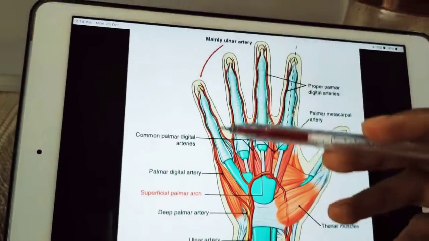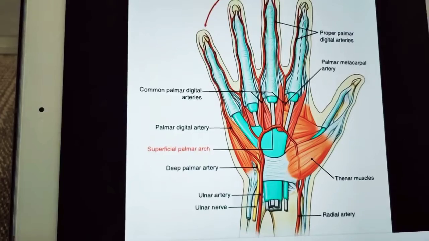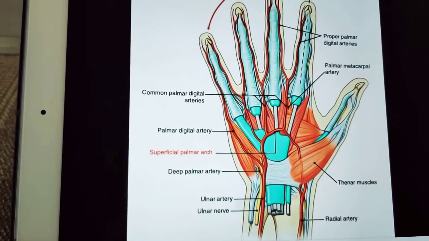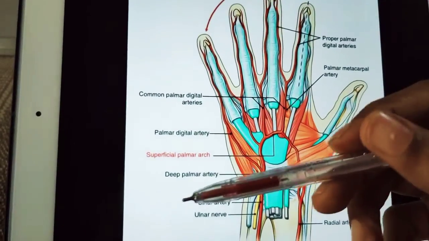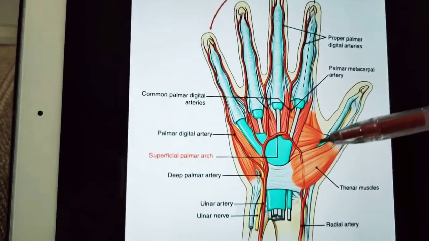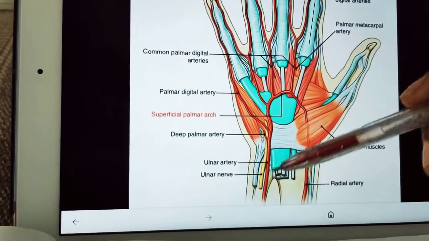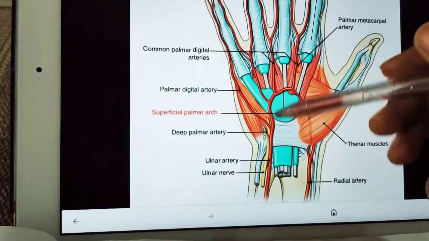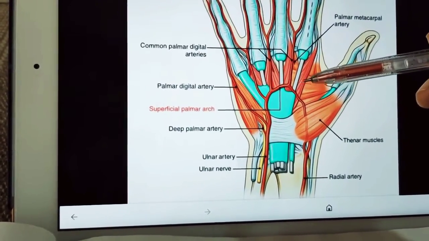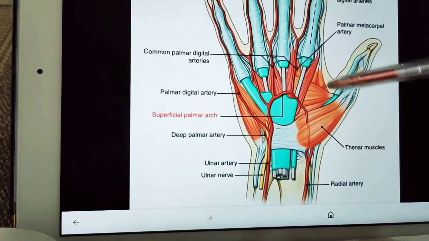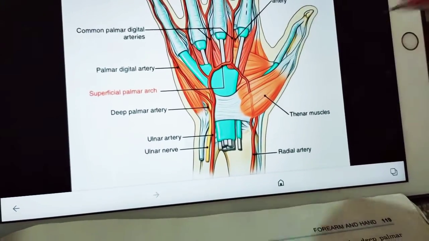So now understand how this superficial palmar arch is forming. The superficial palmar arch is mainly formed by the direct continuation of the ulnar artery, beyond the flexor retinaculum, that is the superficial palmar branch, which moves on to the lateral side. The arch is completed by the superficial palmar branch of the radial artery. So this is mainly formed by the ulnar artery and it is also completed by the radial artery.